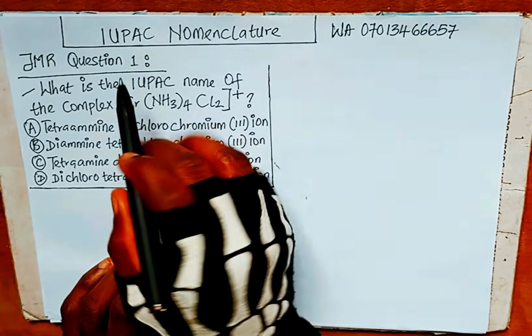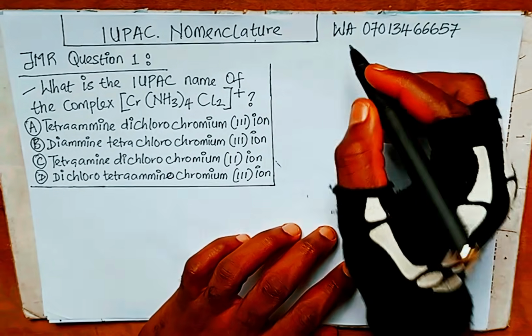Welcome to today's lesson, and we are looking at IUPAC nomenclature of complex ions. All right, JAMB loves repeating this question.